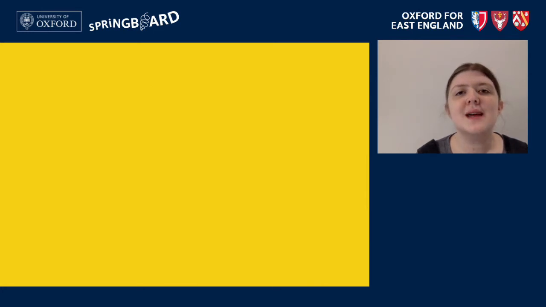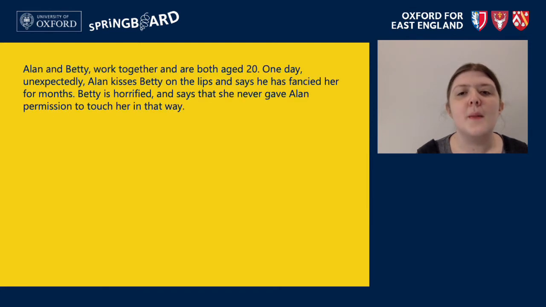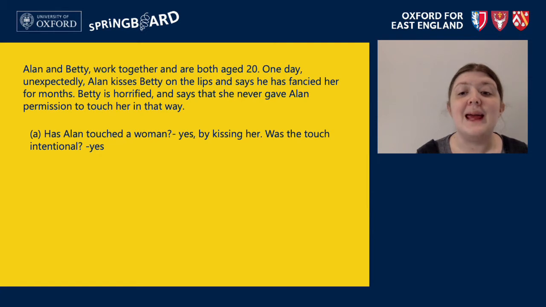We're going to look at section 3 to see if the crime of sexual assault has occurred. Remember, we need A, B and C to be fulfilled for the crime to have happened. So, A. Alan, has he touched a person? Yes, a kiss is obviously a touch. Was it intentional? Yes, he didn't slip. It's clear he kissed Betty, intending to kiss her.